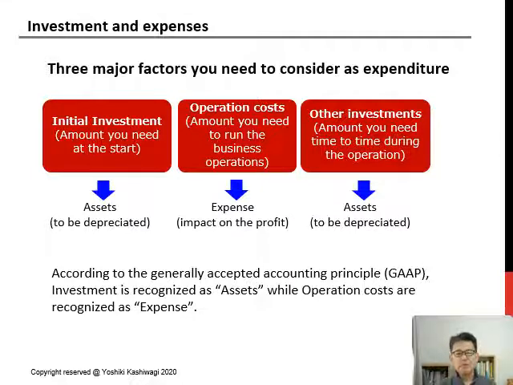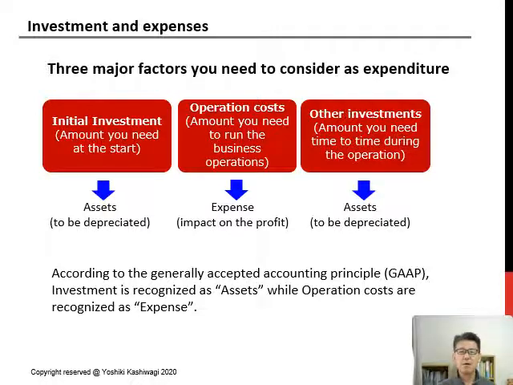So these are the rules by GAAP. The investment is recognized as an asset, while operation costs are recognized as expense. That is a key point. That's why we learned there are three main financial statements: the balance sheet to know the asset situation, the profit and loss to show your profitability with revenue amount and cost amount, and the cash flow statement, which we do not talk about now.